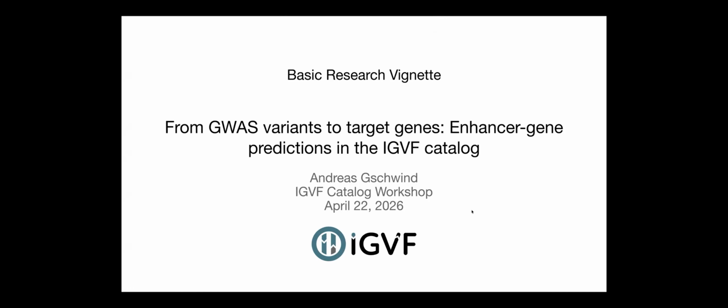I'm a lab member of both the Andreas and Steinmetz labs, and today I'm going to present a basic research vignette on how to use IGVF catalog components to understand non-coding variant function. Specifically, how to use enhancer gene predictions that are now available in the IGVF catalog to link GWAS variants to their target genes, as well as to identify predicted cell types of action.